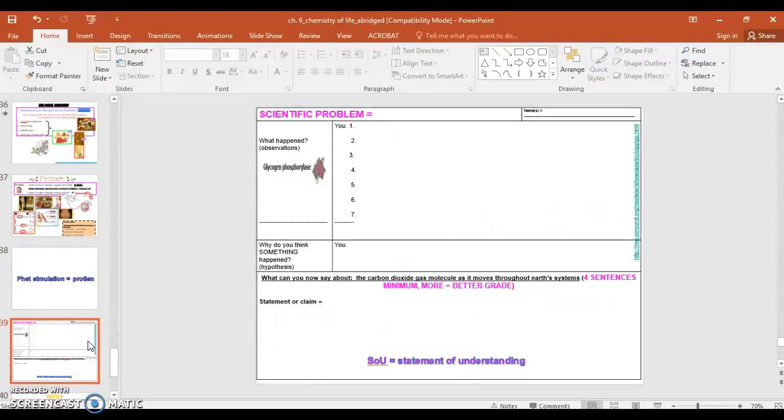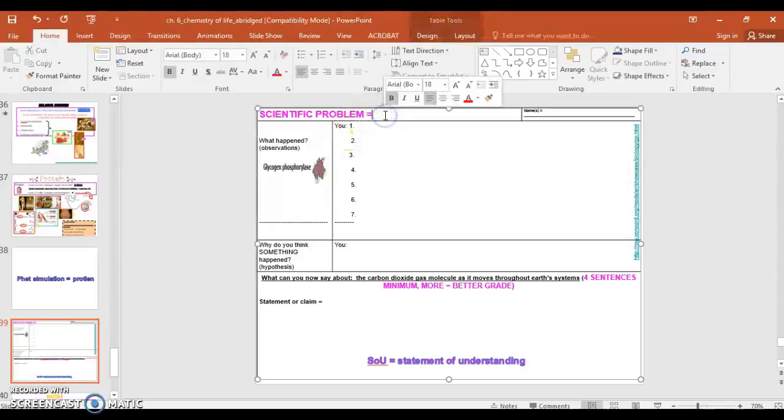All right, we can skip that slide. Here we go. This slide will likely be done in class, and we'll work together as a group. But you click on this link, you follow it, and you need to write some observations. You need to come up with a scientific problem. I would encourage you to type, what is glycogen?